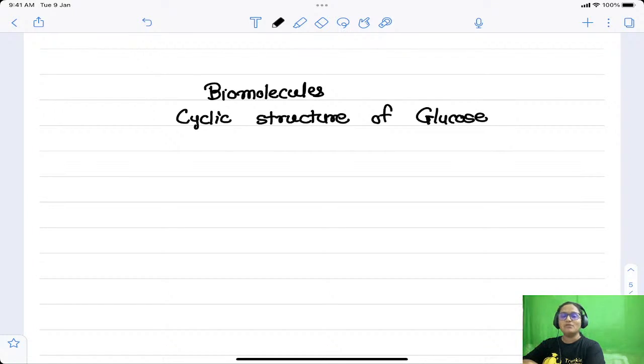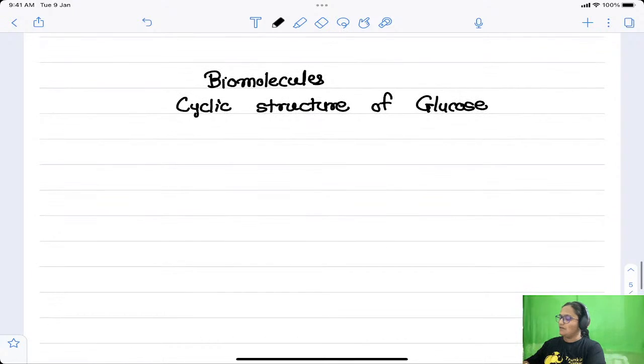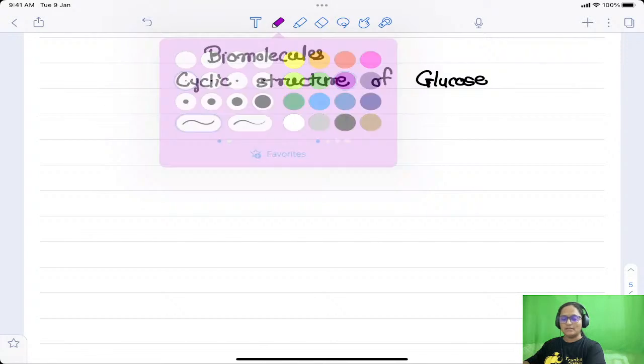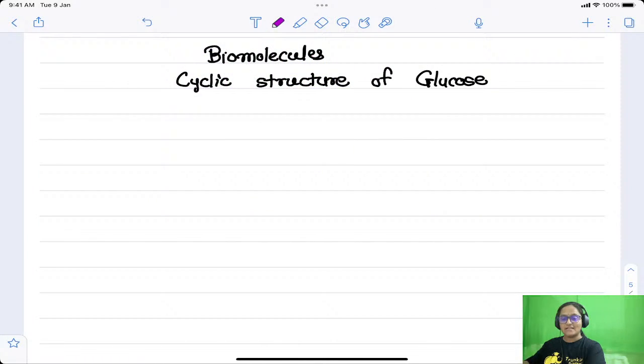I am Dr. Pallavi Kulkarni, your chemistry teacher, and today we are going to discuss one topic from organic chemistry, from the chapter biomolecules. The title for this topic is cyclic structure of glucose. As we know, glucose is a carbohydrate containing the aldehydic functional group. It contains 6 carbon atoms.